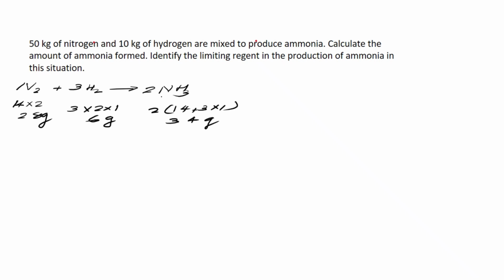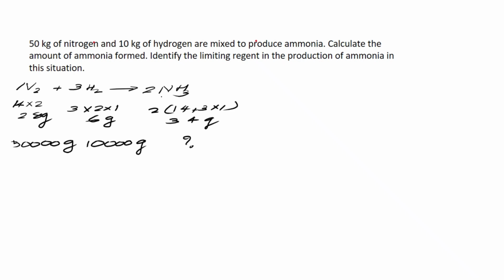Now as per the question, it is 50 kilograms of nitrogen. Since the molecular mass is in grams, we have to convert the kilograms into grams by multiplying by 1000. So nitrogen's mass is 50 kilograms, which is equal to 50,000 grams of nitrogen. Similarly, 10,000 grams of hydrogen, because it is 10 kilograms, and we have to calculate the amount of ammonia production.